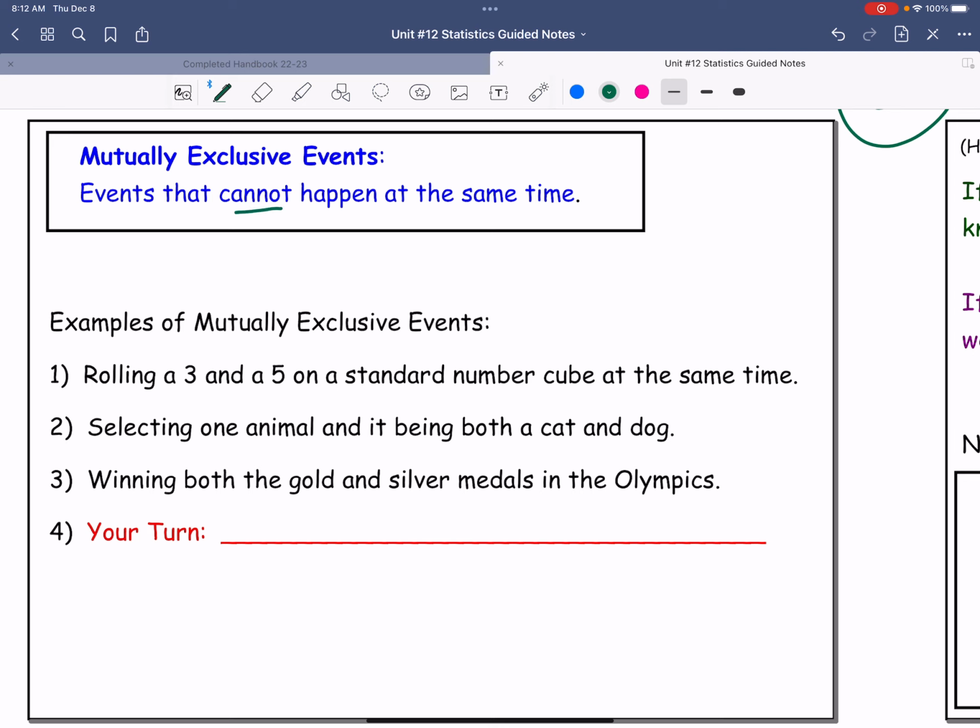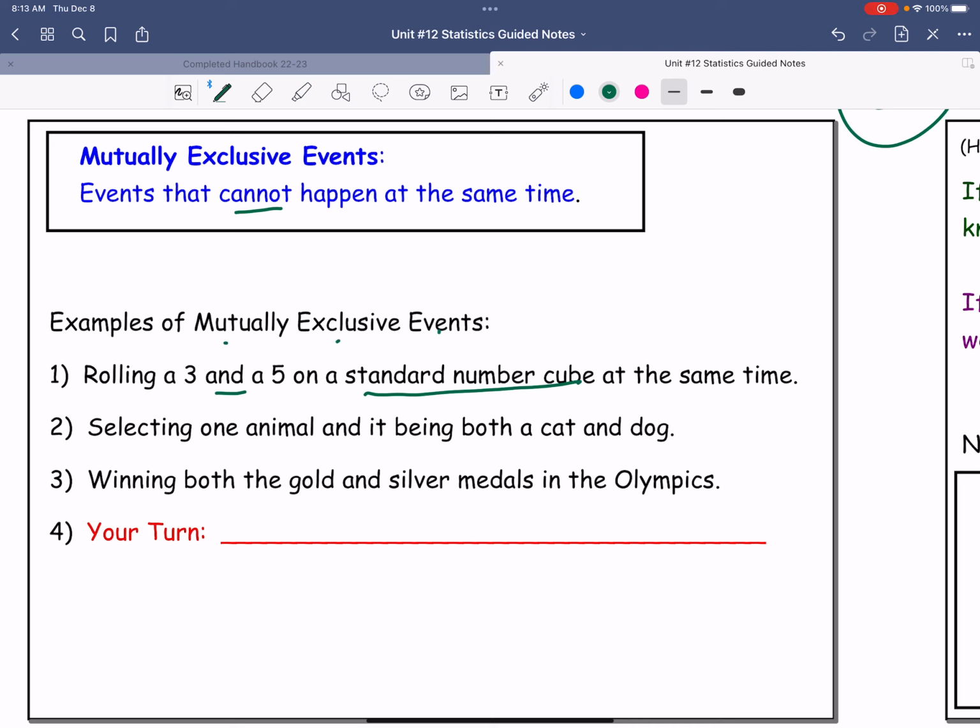Some examples: rolling a 3 and a 5 on a standard number cube. This is a dice, is what that is. At the same time. There is no way to roll both at the same time. So those are mutually exclusive events.